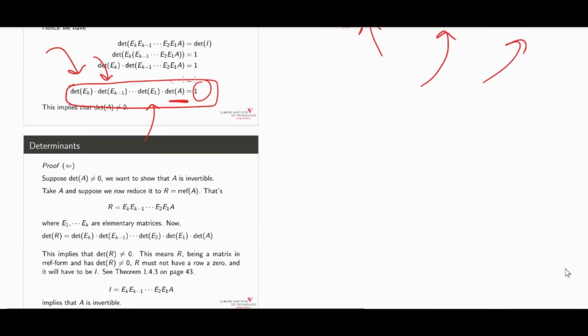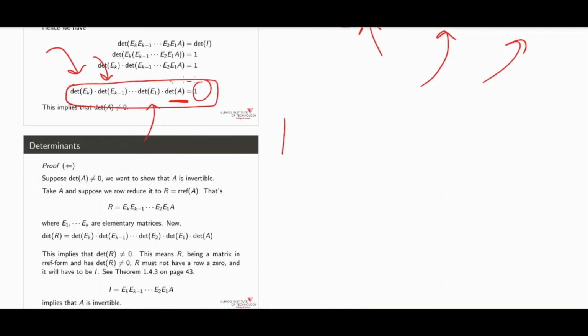Okay, for this part, I have to utilize a little bit more thought. This direction means that we are going to use this as our hypothesis now. So we are assuming the determinant of A is not equal to 0, and we want to show that A is invertible. So how do we do that?